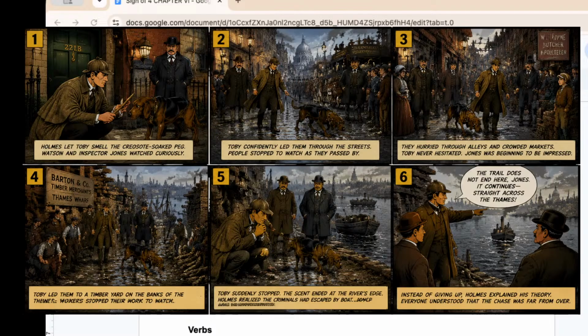Okay. How about in picture number four? Where does it look like they are in picture number four?